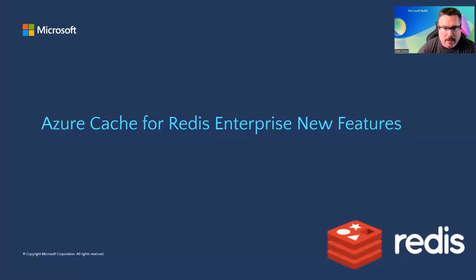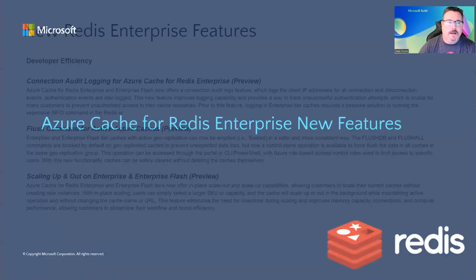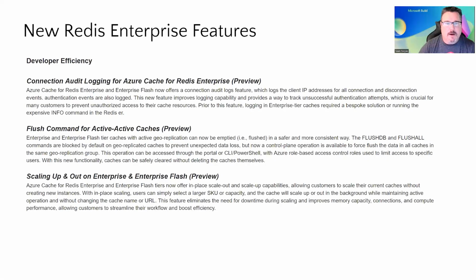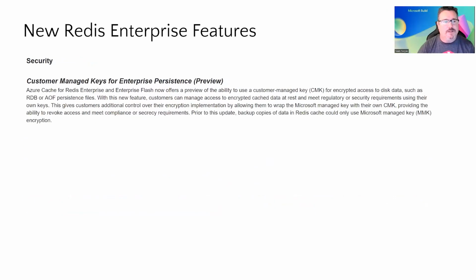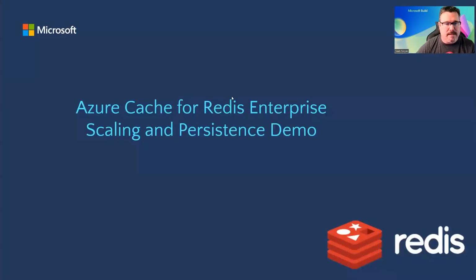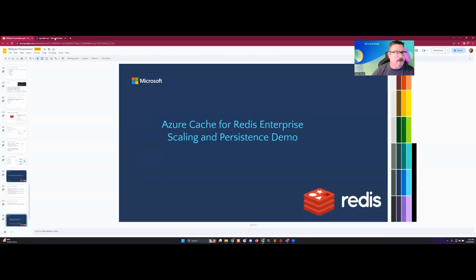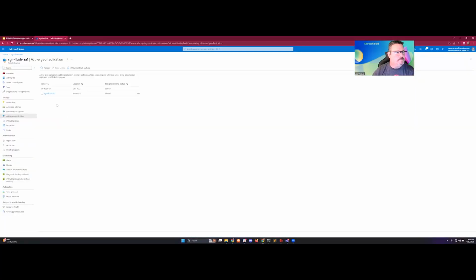So now let's talk about the new features in Azure Cache for Redis Enterprise. We have several new features that are currently in preview and are soon to be GA. Connection audit logging is something I'll show here in a minute. We just looked at that flush command. Scaling up and out for Enterprise and Enterprise on Flash, as well as customer managed keys for Enterprise persistence. So let's go back out to our Azure portal and have a look and see what that looks like.